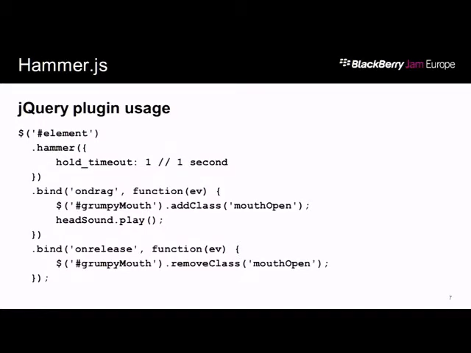jQuery usage is the same, or very similar. You define your Hammer object, then you bind on-drag, and you also bind on-release. So on-drag, you handle your event as it's moving, and once you lift your finger off the screen, then you can decide which action you'd like to take.